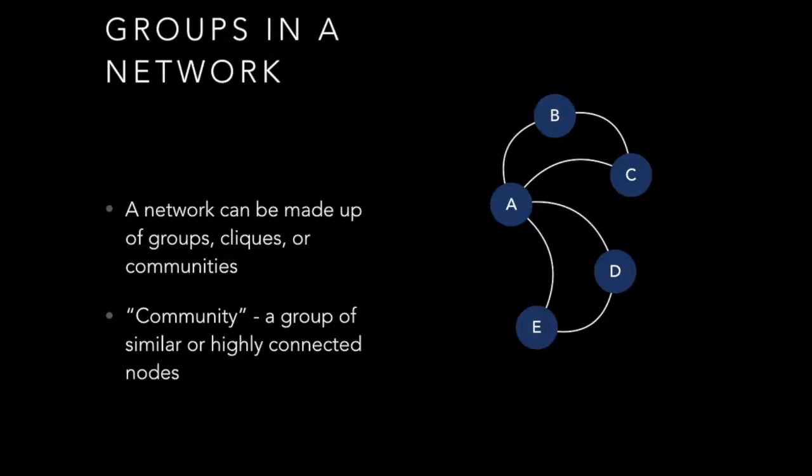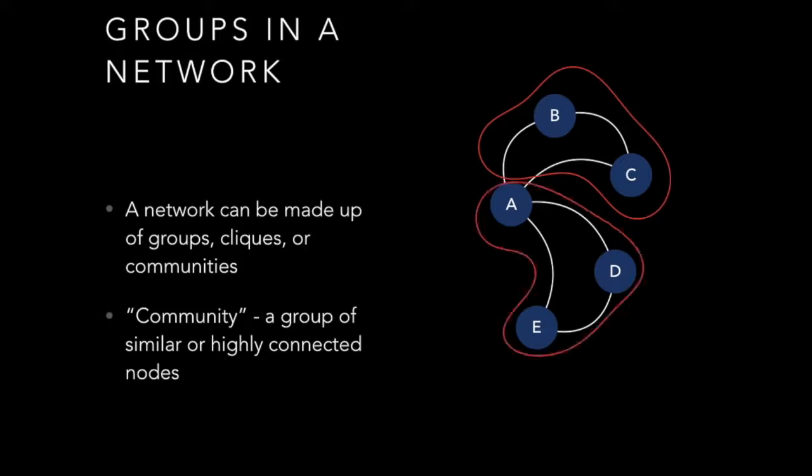But it's not just individual users that make up a network. A network can also be made up of groups or communities, where a community in general is defined by a collection of similar or highly connected nodes. So here, maybe B and C are a community, and A, D, and E are a community. And then you can have different communities that evolve, or communities that change over time, or communities can change based on the algorithm or the interpretation.